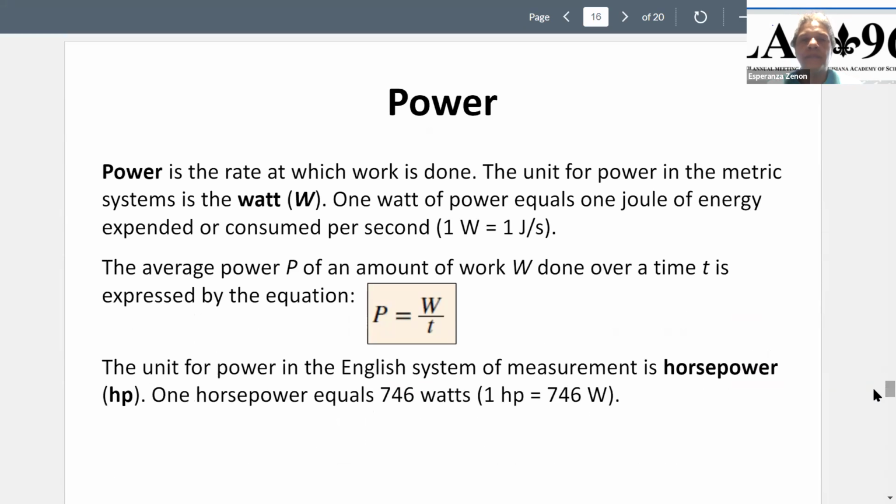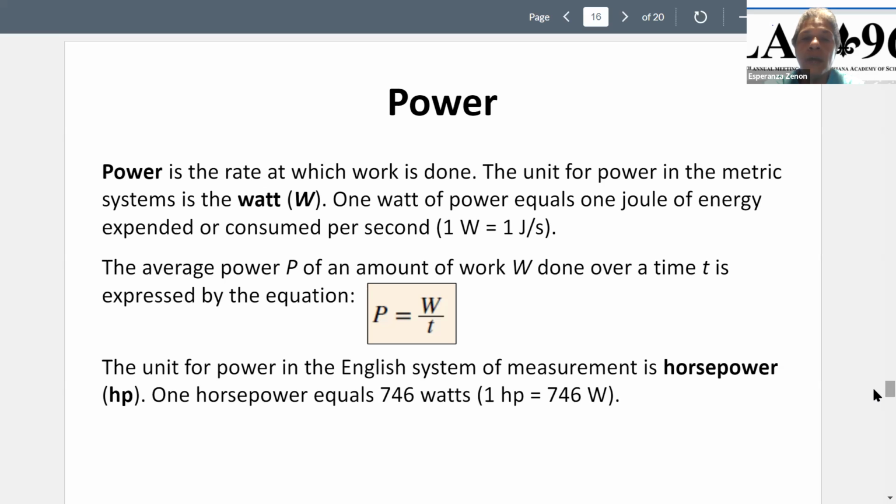Power is the rate at which work is done. That word rate means time is involved. So what are you looking at there? The ratio of work per unit time. That W in that formula is work. Of course, you know by now T is time. So work per unit time, that ratio gives us power.